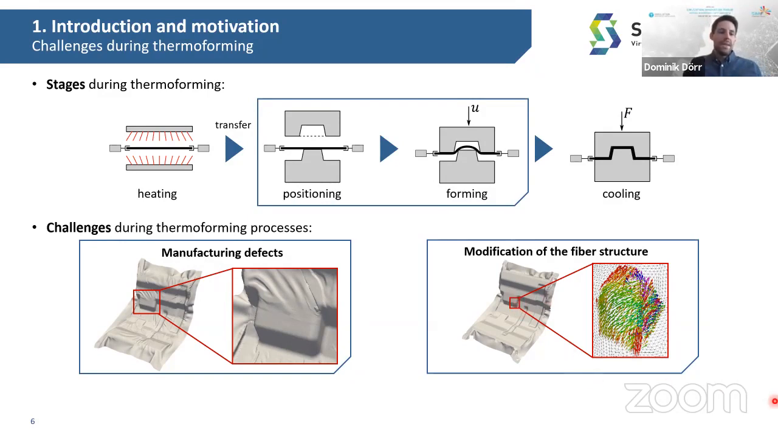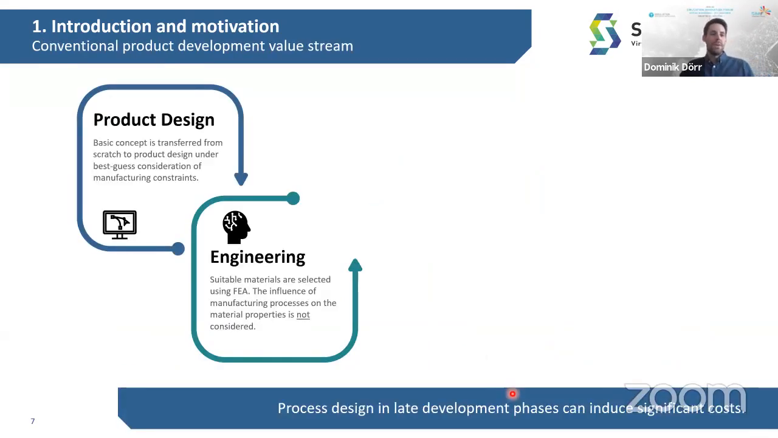Now, knowing that there are different challenges during thermoforming processing or manufacturing of such UD tape laminates, I'd like to have a look into how conventional product development streams look like. It usually begins with the product design itself. This means that we design our part according to design space and certain load requirements and functionalities, ending up with a certain CAD design of our part.